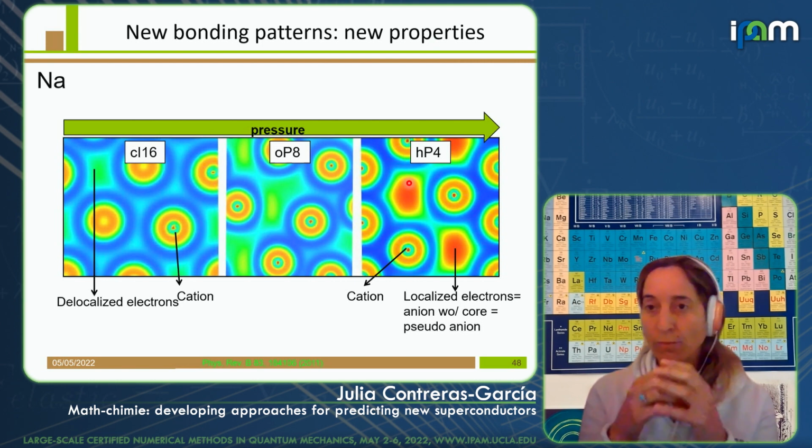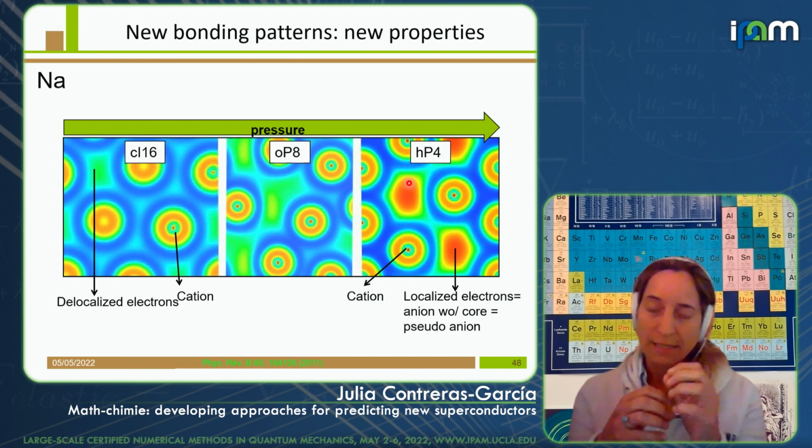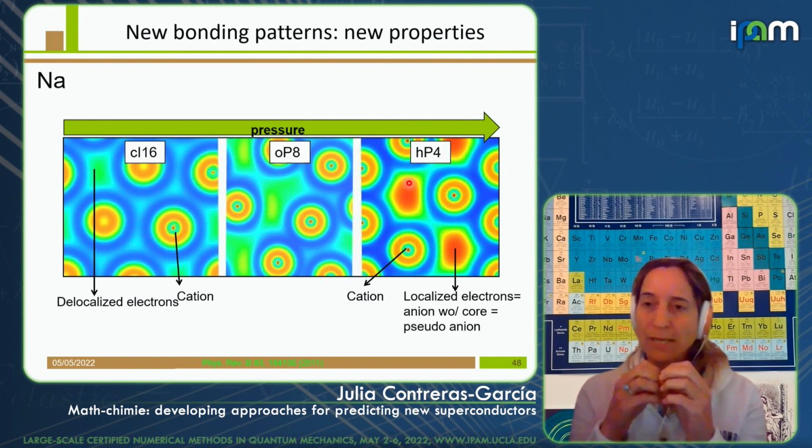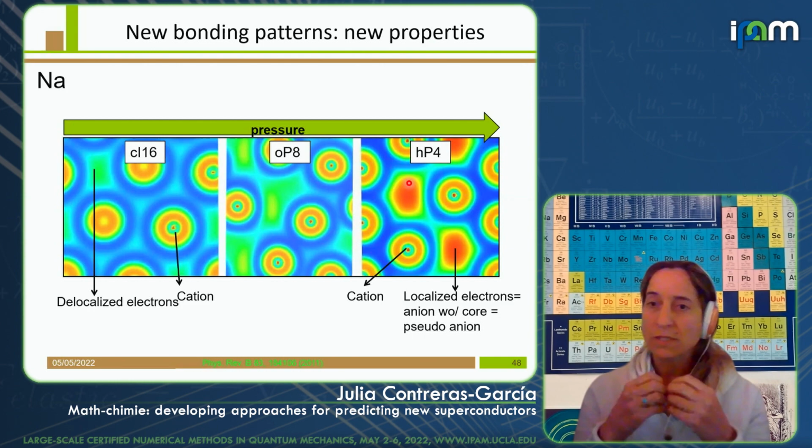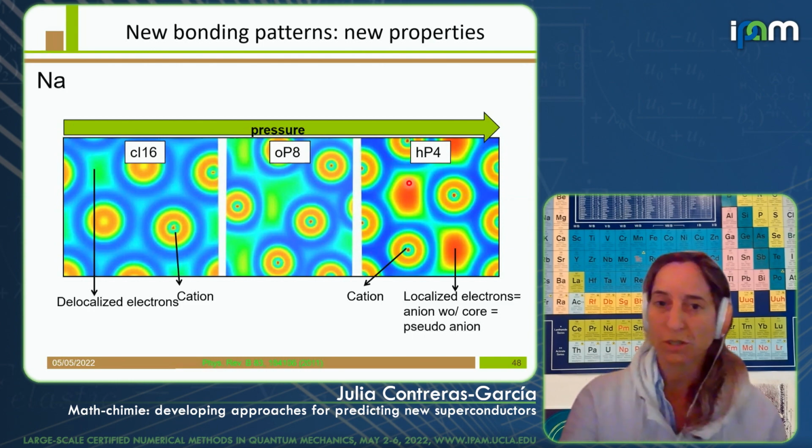So they will form what are called pseudoanions. We have then cations and pseudoanions. So basically, this structure is a pseudo-ionic structure, and ionic structures are insulating. So we can understand this new state of matter as a pseudo-ionic structure.